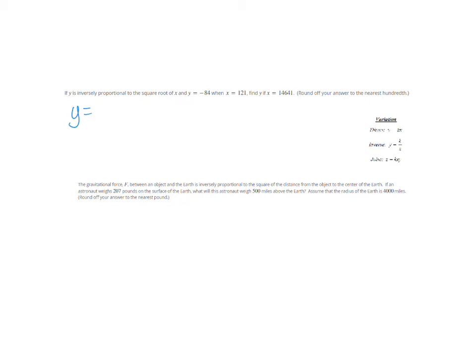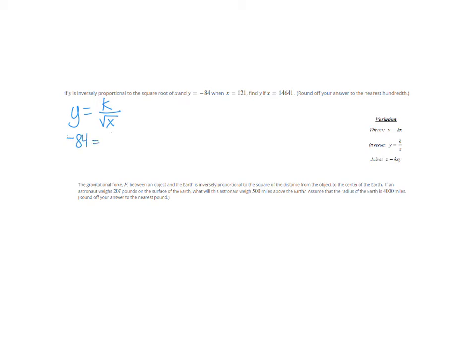Y is inversely proportional, which means you have to divide by the square root, not the square, but the square root of x. So this will be my formula, and then they're going to come back and give me information so that I can figure out the k. Y is negative 84 when x is 121. Right, that's enough information then.